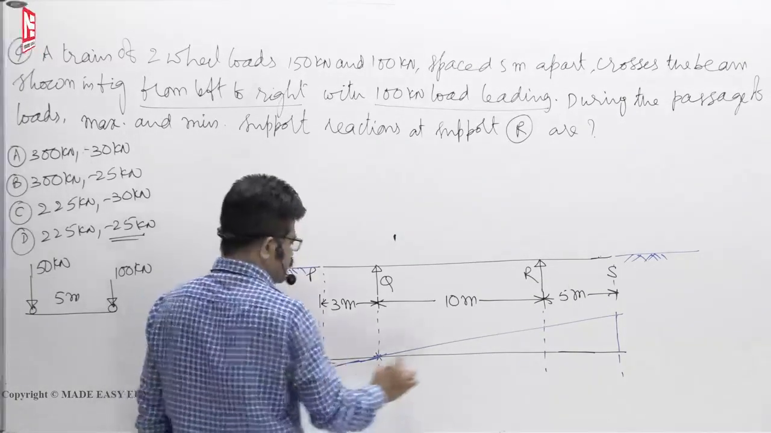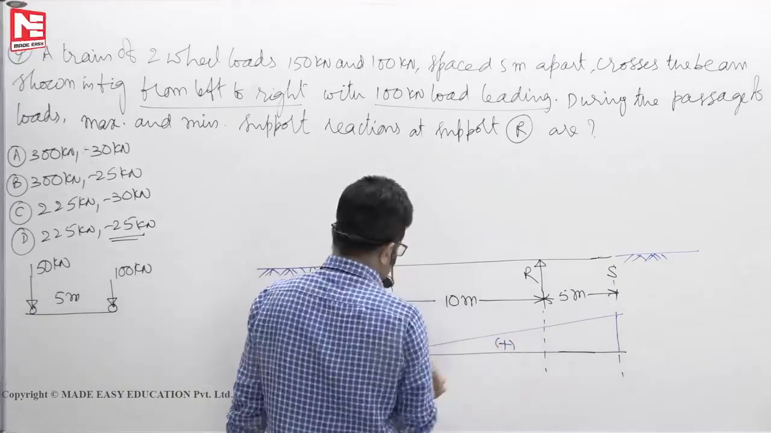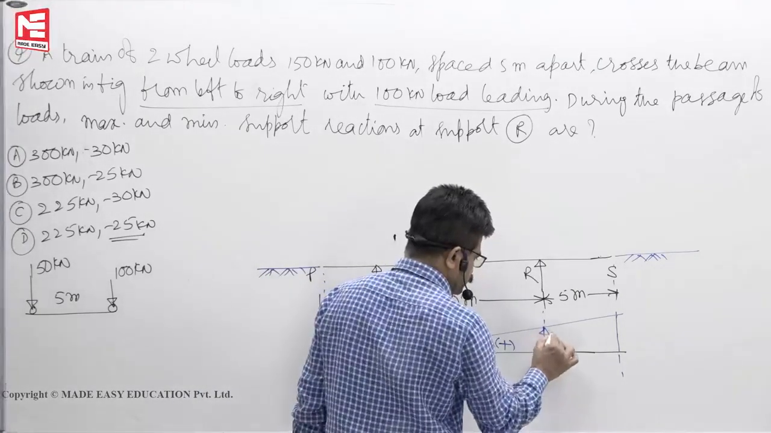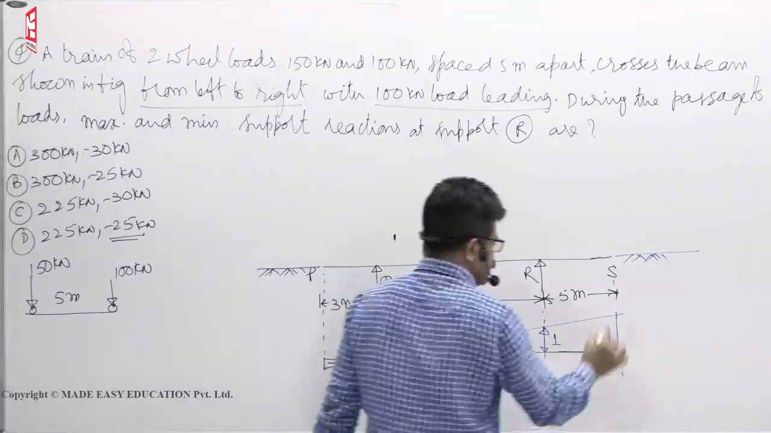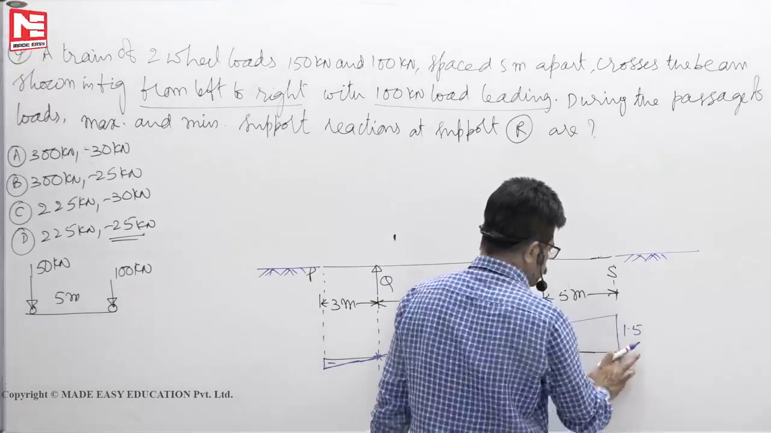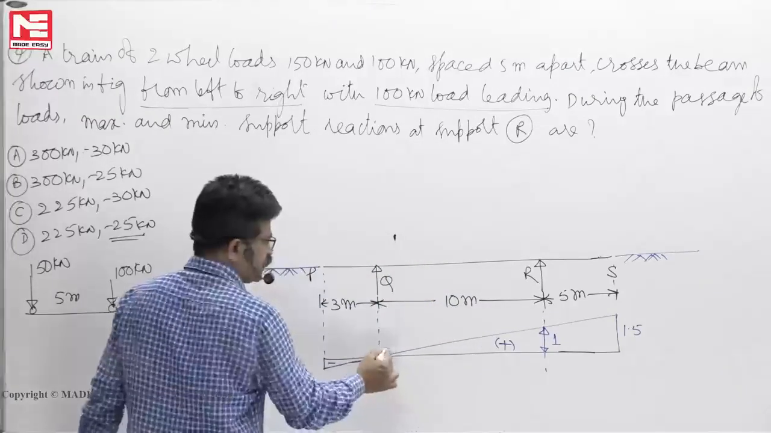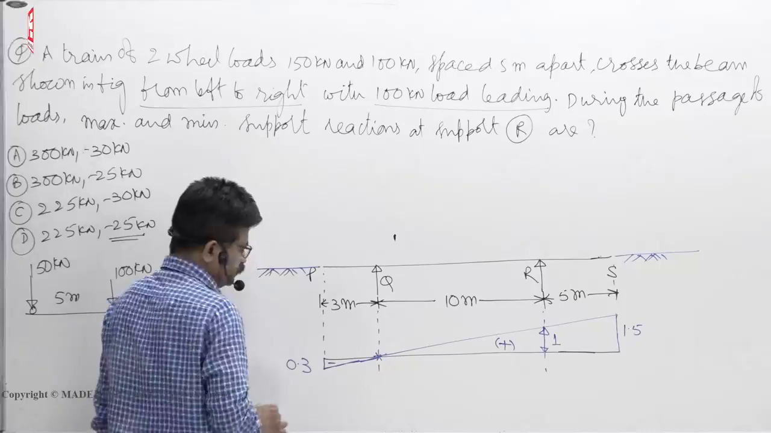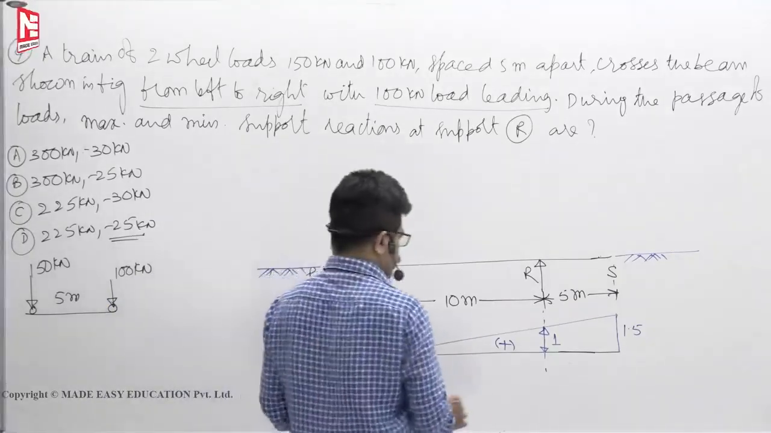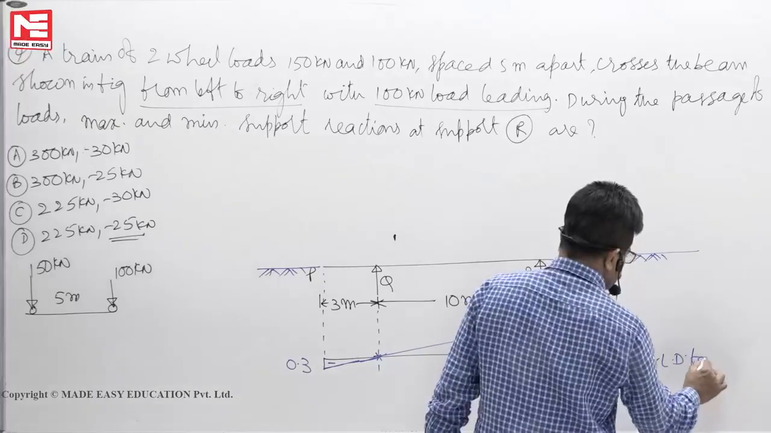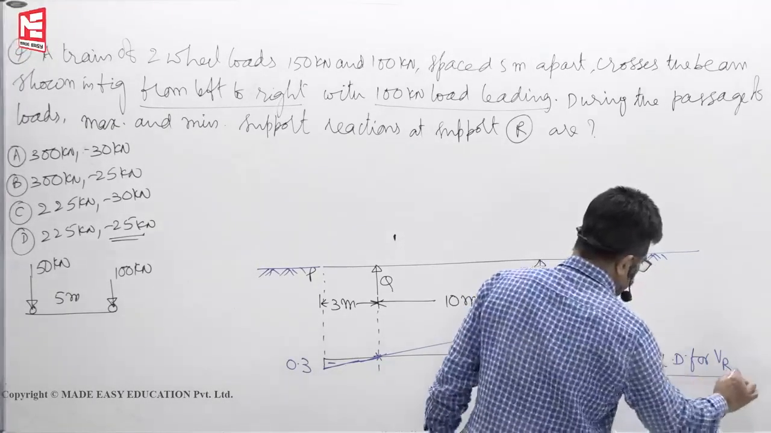Okay, this is minus, this is plus. Now you see, for a distance of 10 meters, this height is 1. Then for a distance of 15 meters, it is 1.5. And for a distance of 10 meters, 1 means 3 meters, 0.3. Minus, this is plus. This is the ILD for the vertical reaction at R.